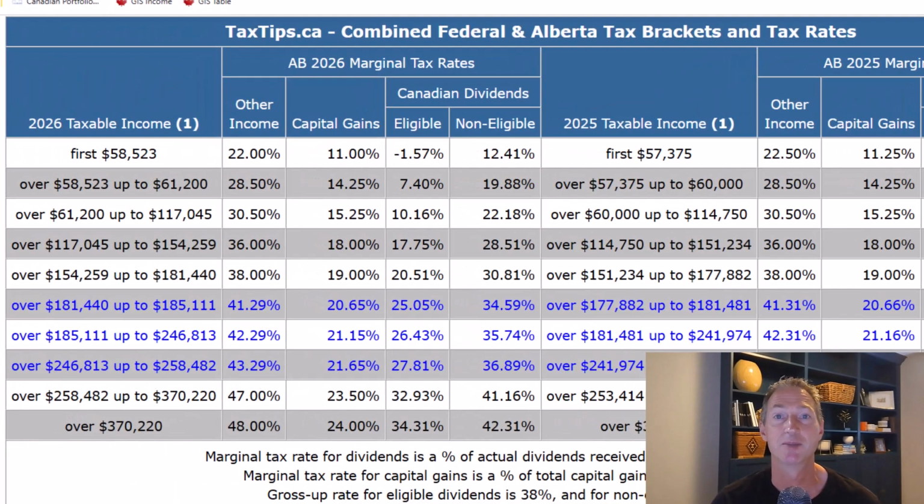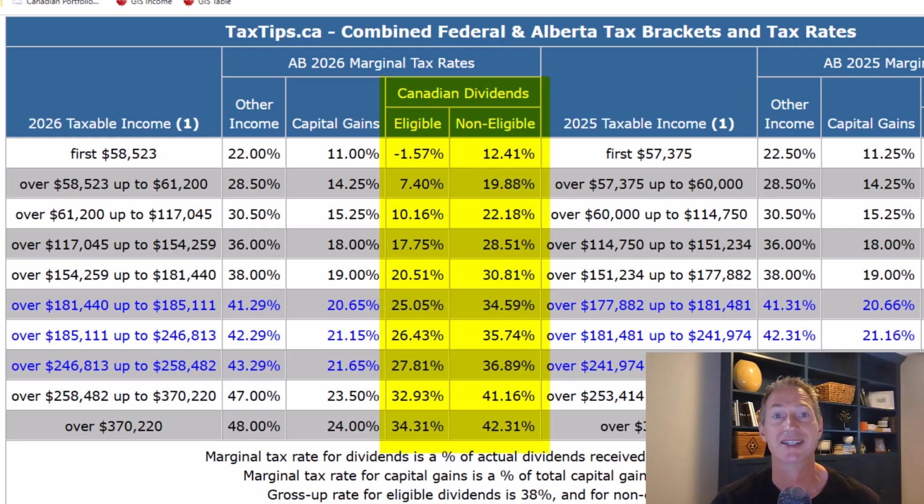Now, what about Canadian dividends? Well, that depends. There are two types of dividends coming from Canadian companies, and I'll use this table on taxtips.ca to show you the two different types. You can see here that there's eligible Canadian dividends and there's non-eligible Canadian dividends. You can see they are taxed differently. Basically, eligible Canadian dividends are dividends coming from large Canadian companies. Think your banks, your RBCs, your TDs, and your oil companies, Canadian Natural Resources, and all that sort of stuff.